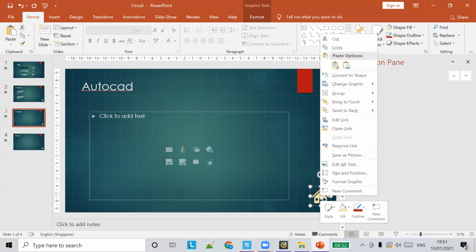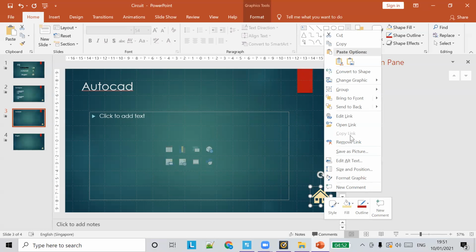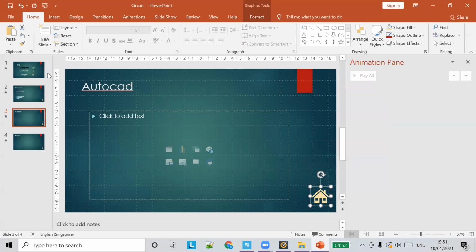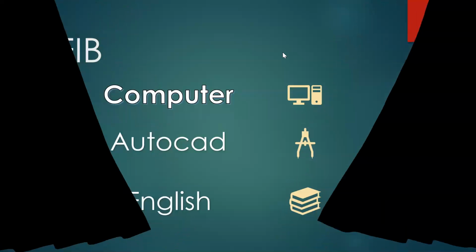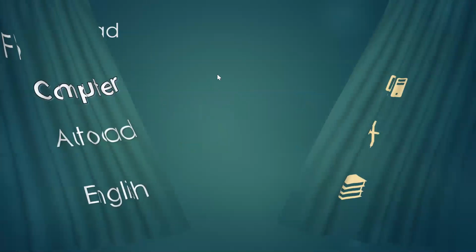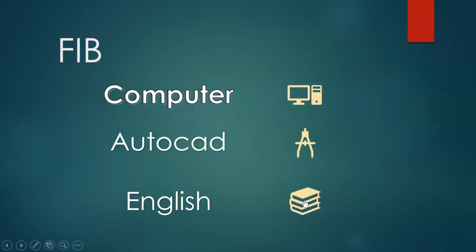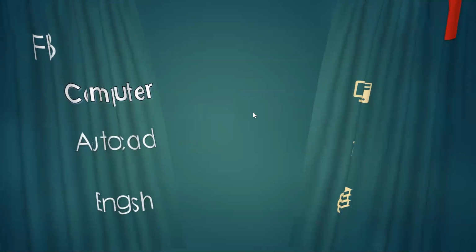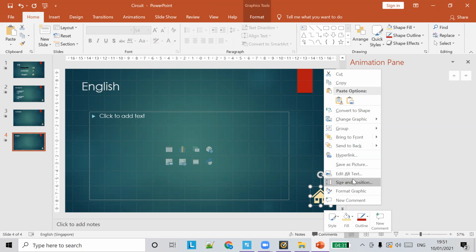And for the last screen also we'll add it. It's already added. So now we can click AutoCAD and it goes to the AutoCAD screen, and when you click the home icon, it goes to the home screen. Again, if we want to go to the English slide, you can go to the English slide, and back to the home screen.